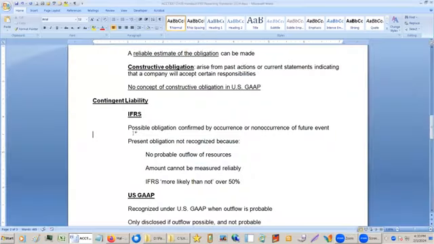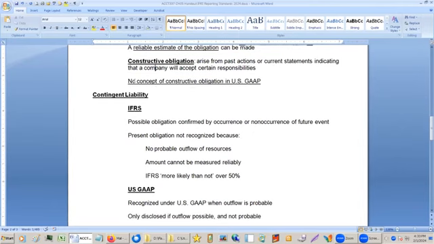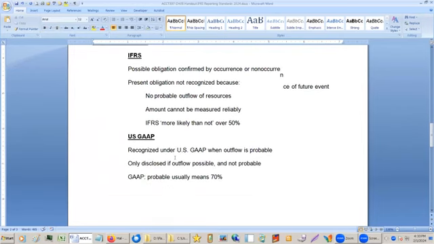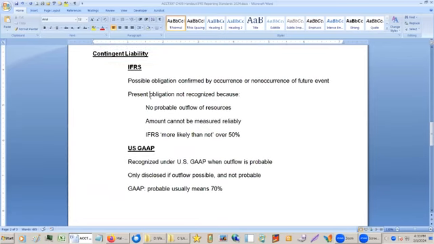And again, these are usually very large amounts, or they can be in U.S. standards. So constructive obligation, past actions. That is not something that we have in the U.S. Okay, so here is kind of how it breaks down.